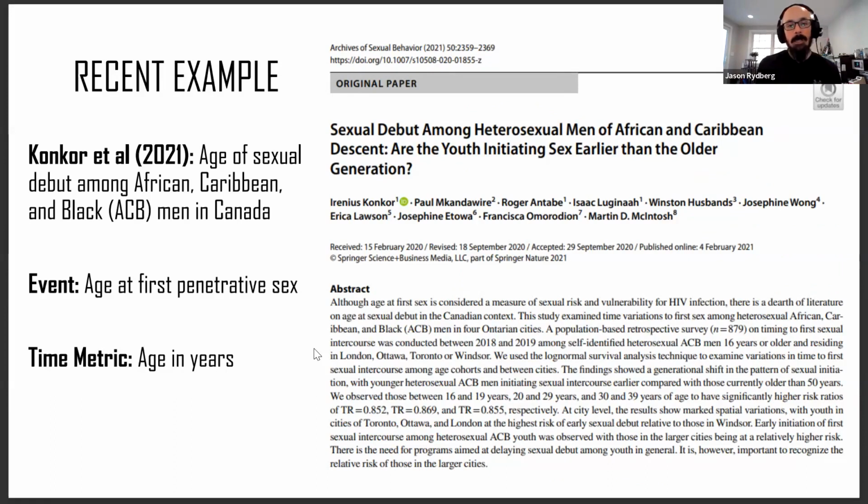So a common application of survival analysis is looking at the timing until some first event. In this case, we'll call it the timing of sexual debut. So this is what age, among African, Caribbean, and Black men in Canada, how long until their first sexual intercourse. The event here is that age at the first penetrative sex, and the time metric that they're using is years.